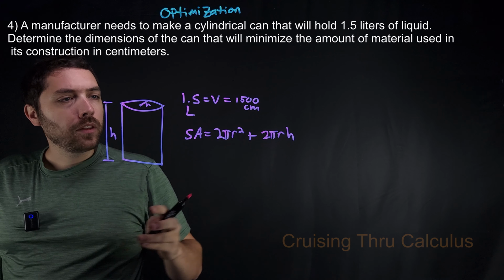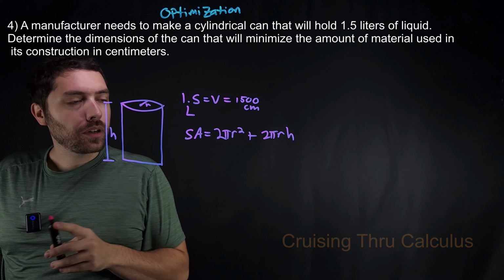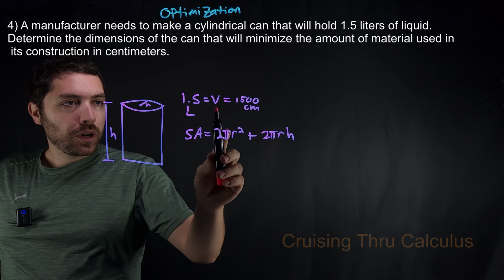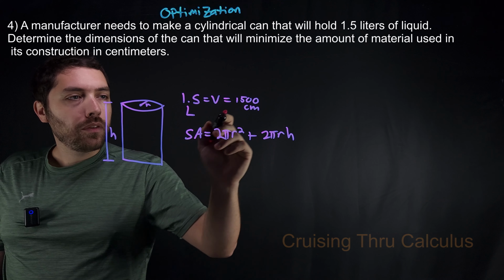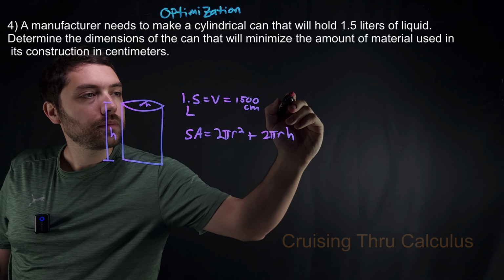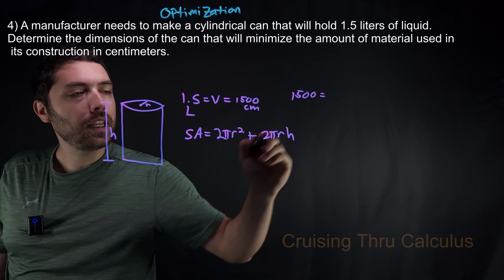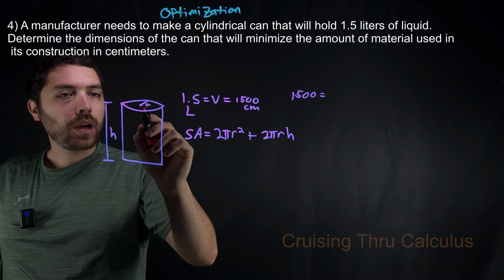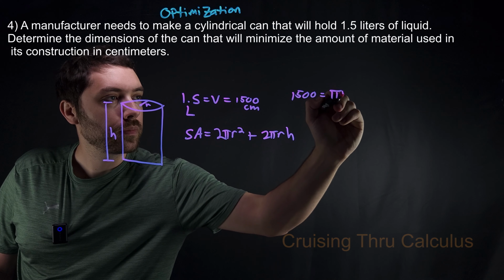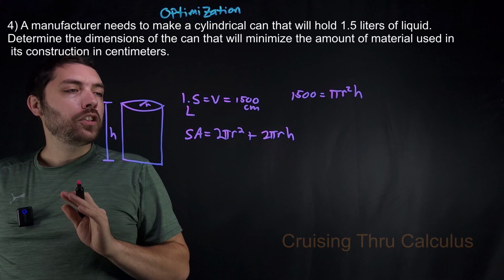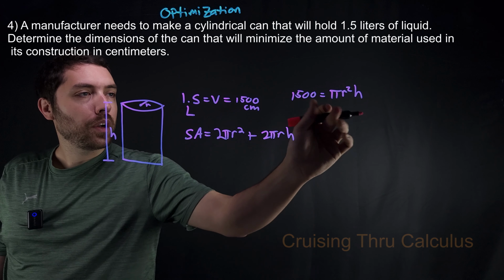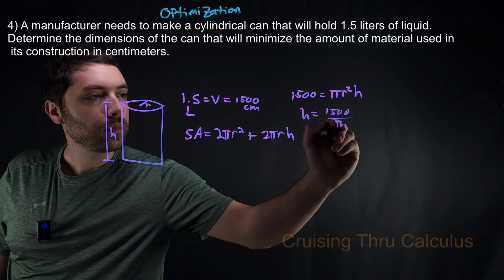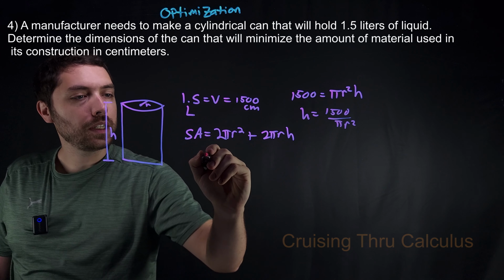But wait a second. Notice that there are 2 different variables here, r and h. That means we're going to need a secondary equation. And that's where our volume is going to come in. So we know that the volume is already 1,500. Well, what is the volume of any can? Well, that will be the area of the circle times the height. So that's going to be pi r squared times h. This is perfect because now we can take this equation and figure out what h is equal to. h is equal to 1,500 over pi r squared. And now we can take this and substitute it in here.